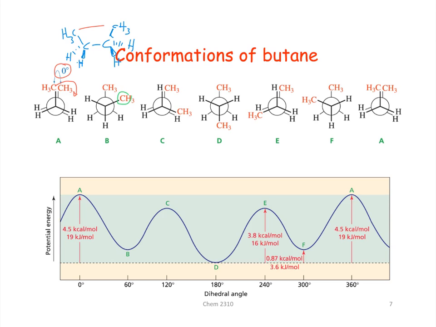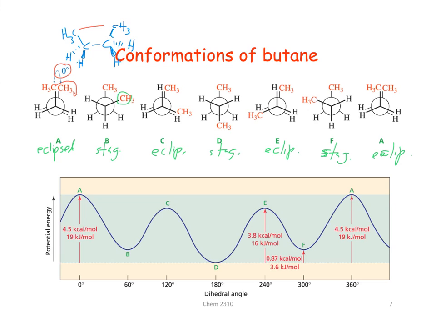Right, so we go from an eclipsed again to a staggered, to an eclipsed, to a staggered, eclipsed, staggered, and back to eclipsed. All right, we've just done a 360-degree rotation.